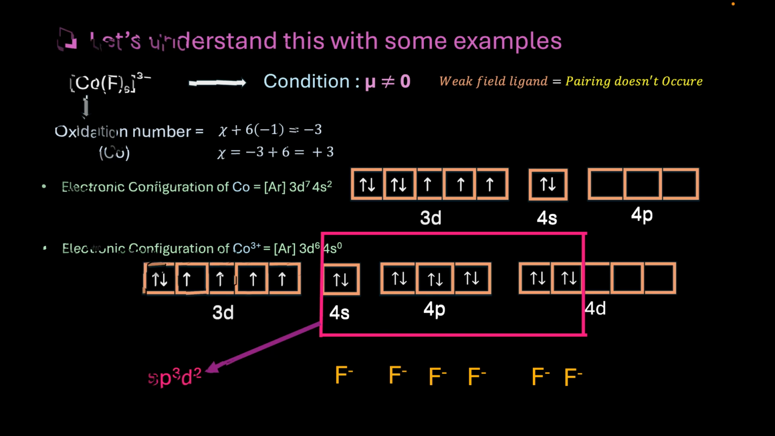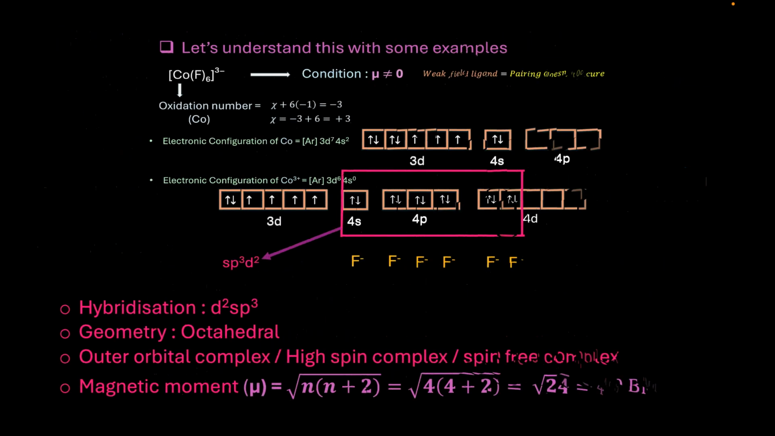Okay. So now we can discuss some points from this example. The hybridization is sp3d2. Geometry will be octahedral. The d orbital involved is the outer d orbital. We can see here. So it is an outer orbital complex or high spin complex or spin free complex. So here 4 unpaired electrons are present. So we can calculate the magnetic moment value. The magnetic moment value will be 4.9 Bohr magneton.